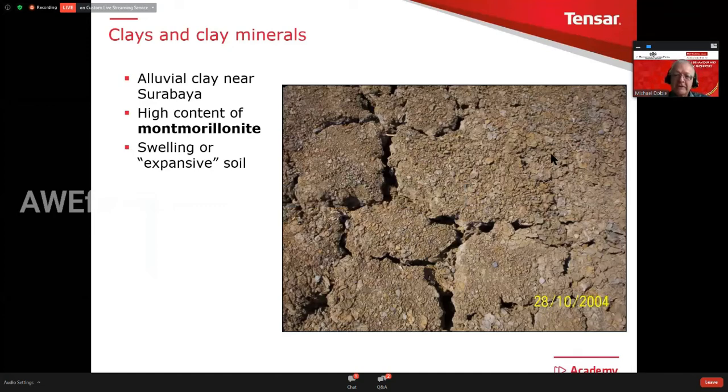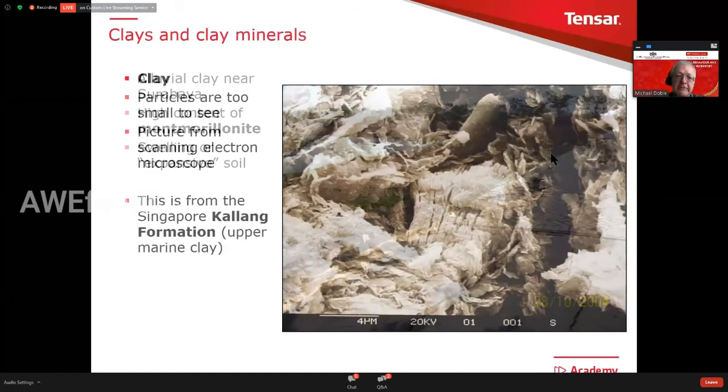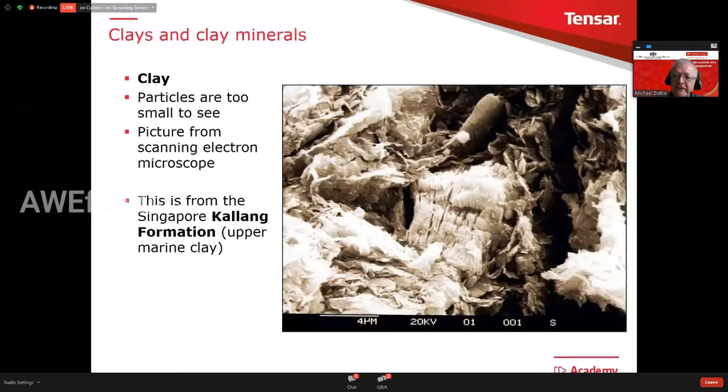A few more electron micrographs, but some quite interesting ones here. This is the marine clay in Singapore, Kallang Formation. And we can see nicely there it's a very variable arrangement, but we also see what I call a loaf of bread, a bit in the middle, where that was probably a larger particle that has been weathered and reduced to a series of clay plates. So the clay minerals end up being these plate-shaped particles.